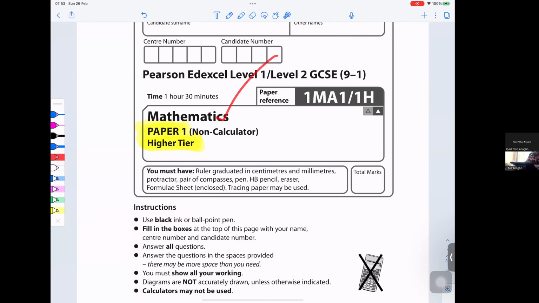Mathematics, paper 1, known calculator, higher tier. You must show all your working. Answer all questions.